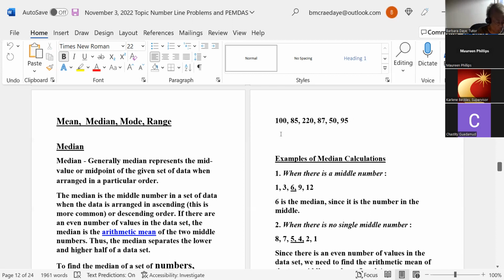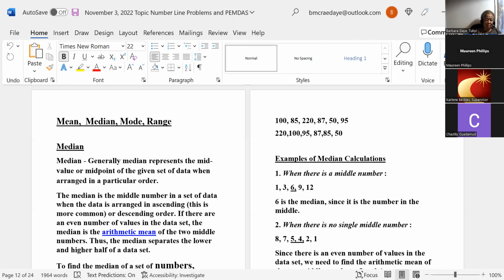220, 100, 95, 87, 85, 50. Okay. Now I have six numbers. So if you have an even set, Maureen, you remember what do you do if you have an even number?